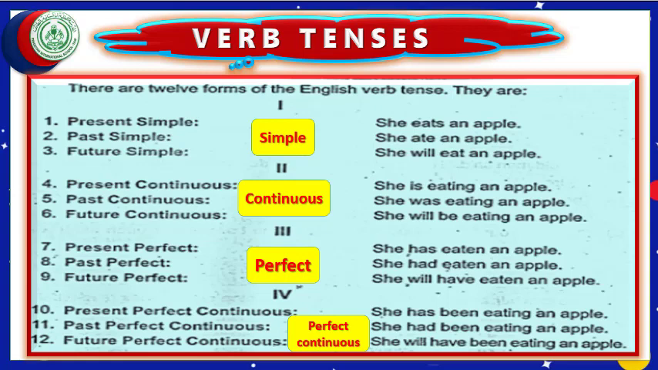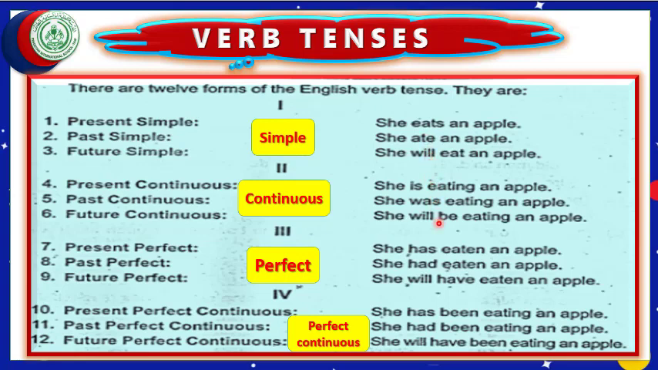Yes, students, we learned when we move from present simple to present continuous, the verb becomes is eating. In present simple, it was eats. It becomes is eating. In the same way, ate becomes was eating, will eat becomes will be eating.